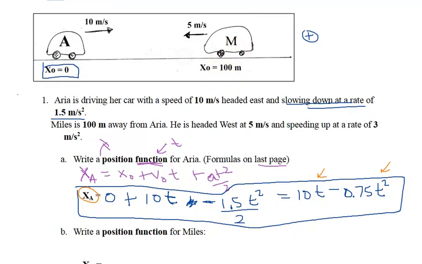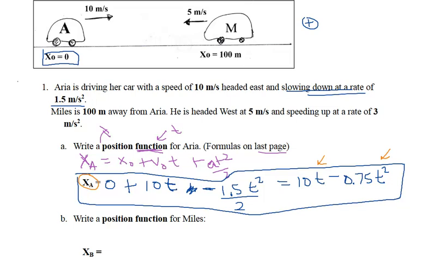Okay, so now let's do the same thing for Miles. Miles is a little bit trickier because he's going backwards. So his initial position is at 100, right? Once you've decided this is 0, imagine unrolling your measuring tape. You can't restart the measuring tape here. So he is 100 meters to the right of what we've locked in as 0.